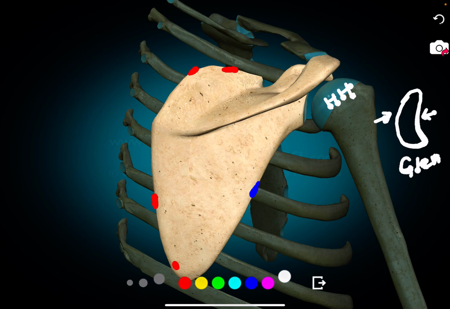Now, besides the angles and borders, the scapula, this triangular bone, will have a posterior surface and an anterior surface. We are trying to see the posterior surface first. From the posterior surface, there is a shelf-like projection called the spine of the scapula. This converts the posterior surface area into a supraspinous and an infraspinous area. And this spine is projected by a notch, which is called the spinoglenoid notch.